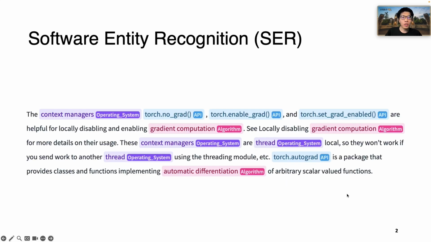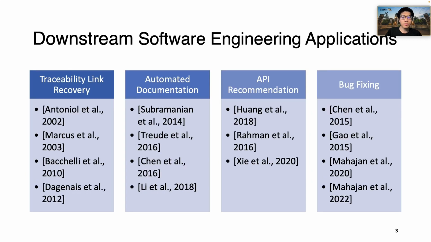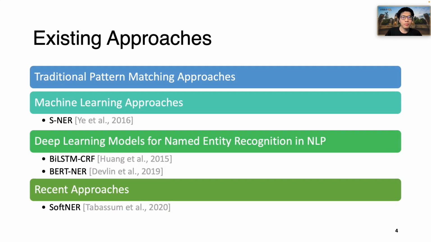Software entity recognition is an essential task for acquiring software-related knowledge. Here is a sentence from PyTorch API documentation. The task of SER is to identify and classify software engineering related objects in text into predefined types. Software entity recognition is the backbone of many downstream software engineering applications. For example, traceability link recovery, automated documentation, API recommendation, and bug fixing.